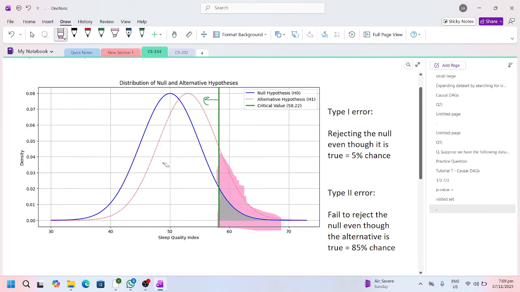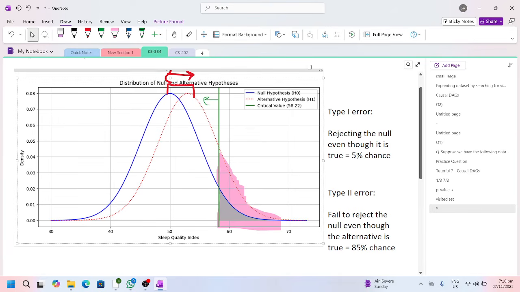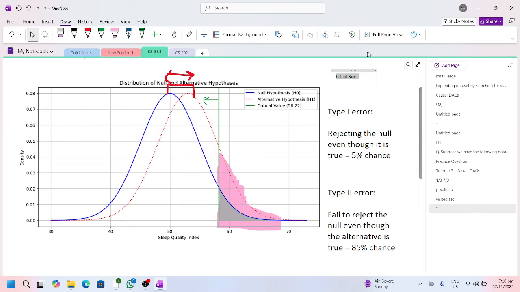इस पिंक वाले रीजन को हम पिंक में हाईलाइटेड रहने देते हैं, but I will highlight one other essential area. So ये वाला जो area है, this distance, this is the distance between the centers of the null and the alternative hypothesis curve. And this distance is essentially called the effect size.